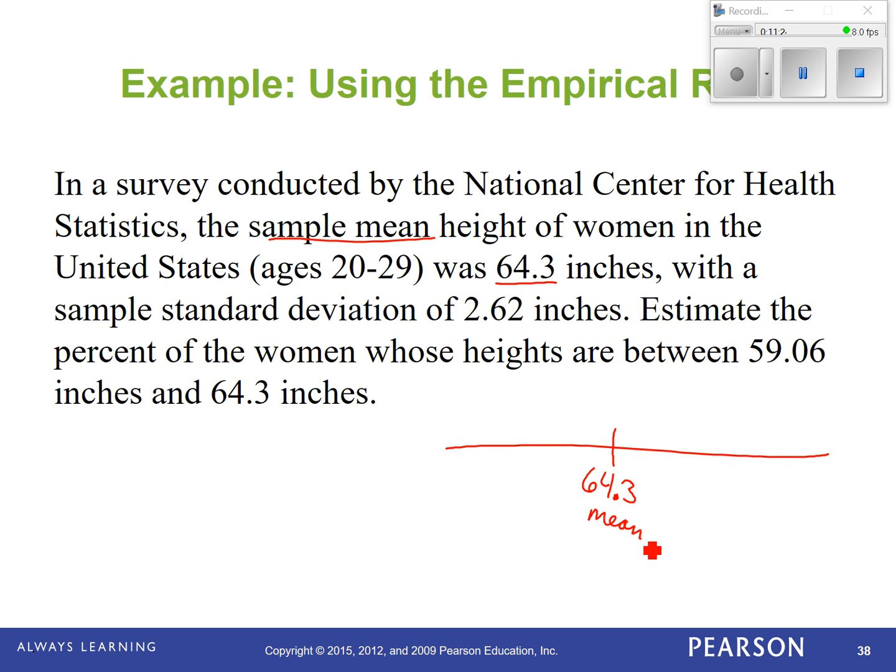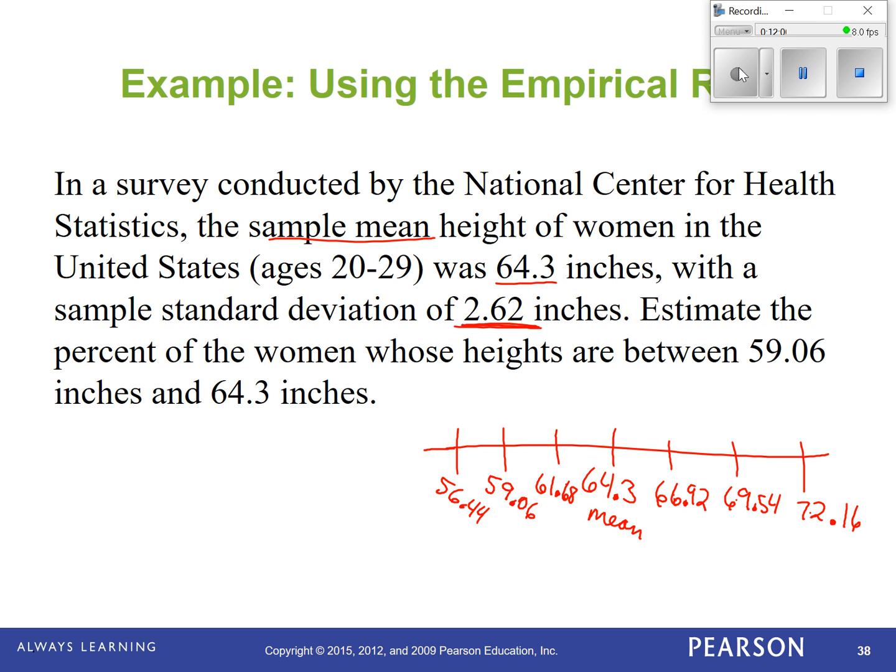If you draw this out each time, it's going to be real helpful to you. Then they tell us that the standard deviation is 2.62. Well, I know I'm going to go 3 standard deviations that way, 3 standard deviations that way. And probably I'm going to have to grab my calculator. All you're going to do this way is add 2.62, then to that number add another 2.62, then another 2.62, and then going the other way, you just subtract off that 2.62.